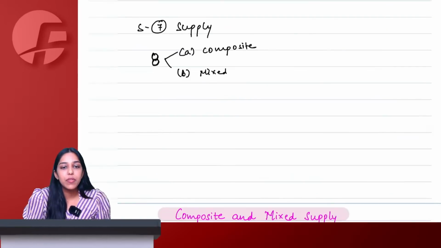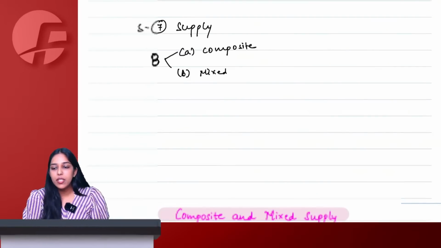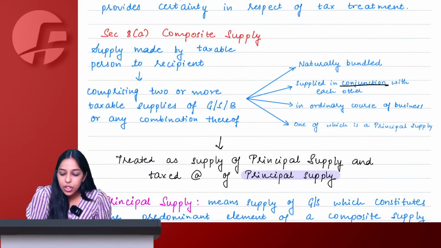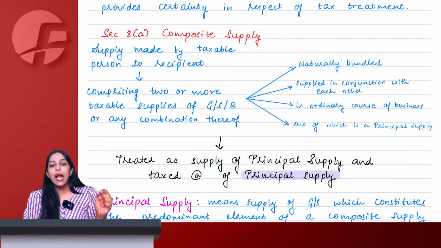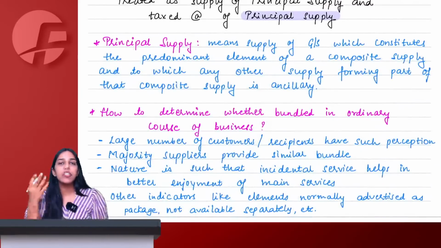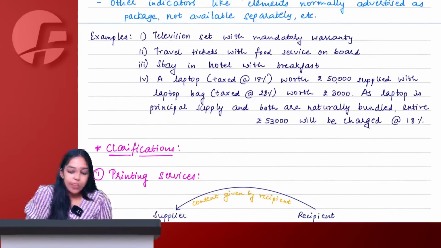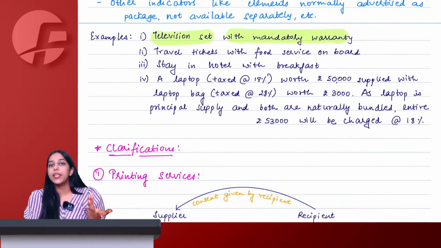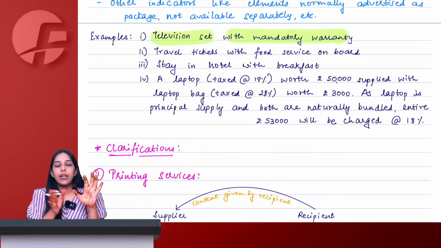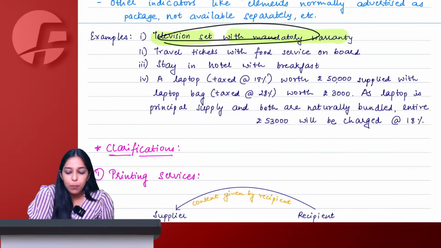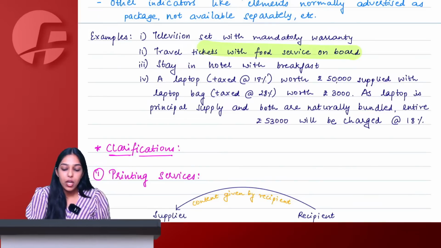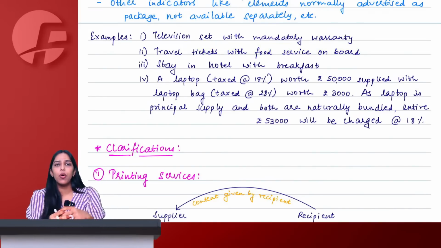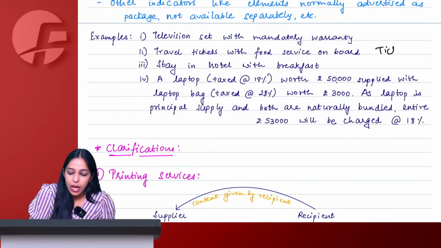Composite supplies are basically supplies which are naturally bundled in the ordinary course of business, that they are ordinarily supplied in conjunction with each other, and one of them is a principal supply. So the entire supply then becomes taxable at the principal rate of supply. What is principal? Which is main, which is predominant. The secondary thing is only given to us to enjoy the main thing better. Let us take an example of you getting a television set with a free mandatory 1-year warranty. In that case, television is primary and warranty is secondary. So the entire combo will be taxable at the rate of television. You are getting travel tickets with food service on board. Of course, travel is important, food is secondary, it is a combo, it becomes a composite supply and everything will be taxable at the rate of tickets.